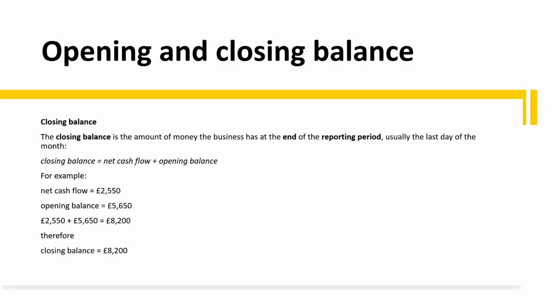The closing balance is the amount of money the business has at the end of the reporting period, usually the last day of the month. So again, closing balance equals net cash flow plus opening balance. For example, net cash flow equals £2,550, an opening balance of £5,650. This would mean we would add those two together to get £8,200, and therefore a closing balance of £8,200.